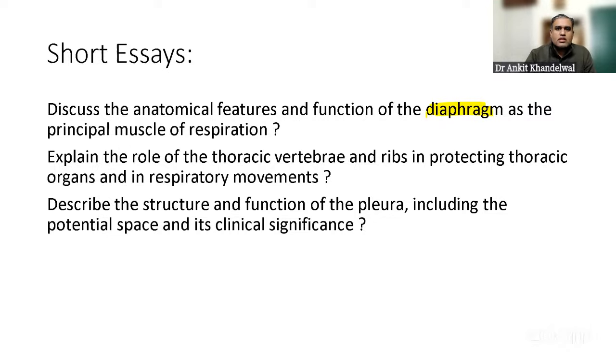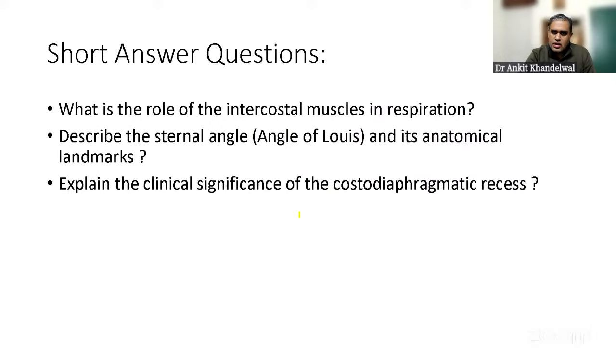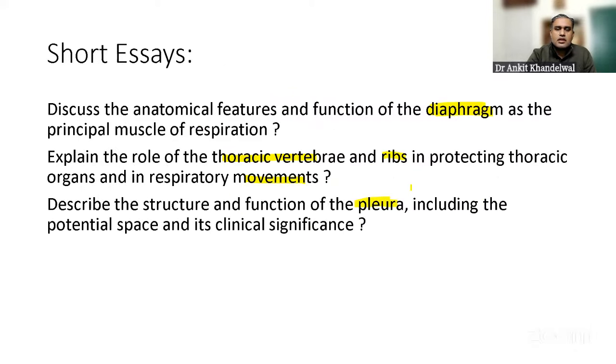Then: explain the role of thoracic vertebrae and ribs in protecting the thoracic organs and in respiratory movements. It's a sort of overlapping topic in physiology as well, but here we discuss the vertebrae and ribs for respiratory movements, basically the joints in the thoracic cage. Then this question can come: describe the structure and function of the pleura, including the spaces and the clinical significance, which we'll see. Then we describe the role of intercostal muscles, which comes under the intercostal spaces. Describe the sternal angle, or the angle of Louis, and explain the clinical significance of the costodiaphragmatic recesses that come under the pleura.